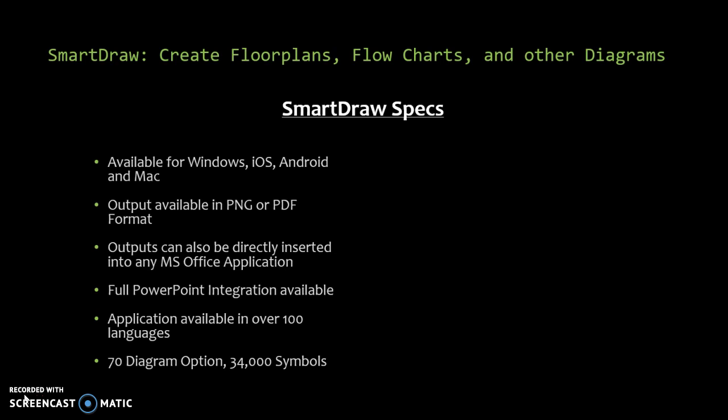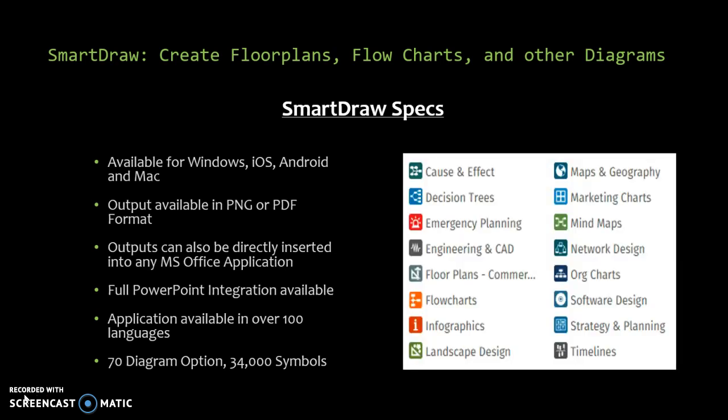The application comes in over 100 languages. There are 70 different diagram options with 34,000 symbols. Everything from maps and geography to landscape design, software design, cause and effect. If you can think of it, they probably have it.